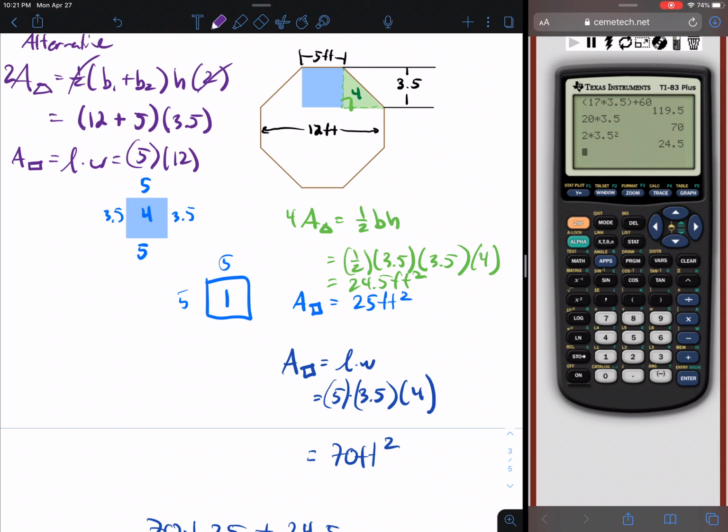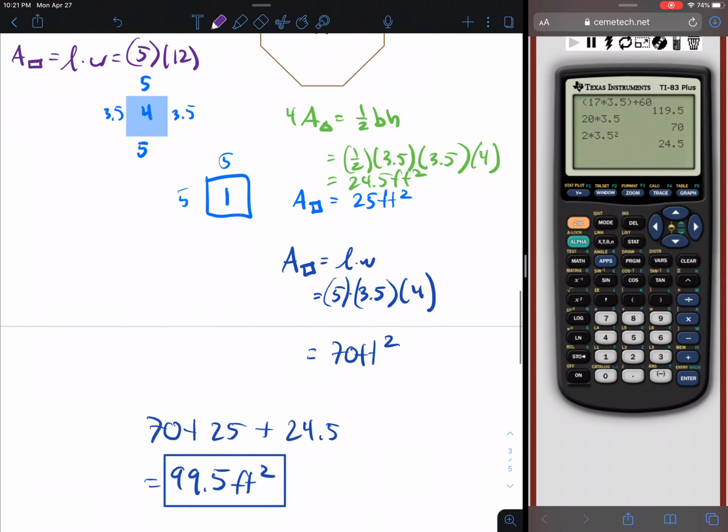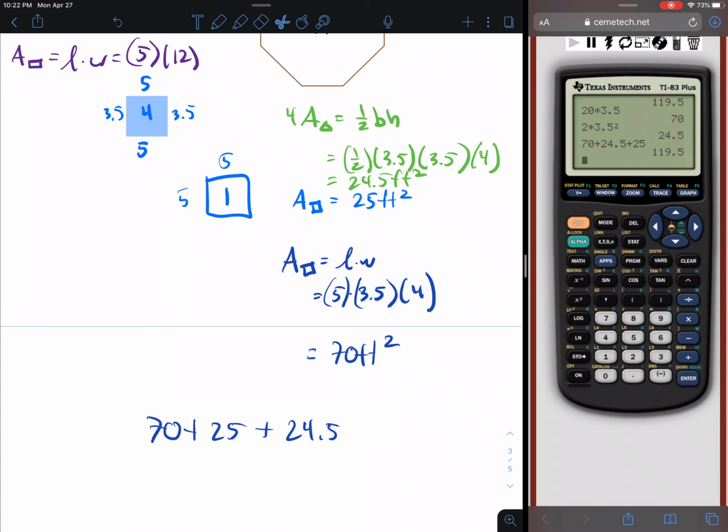Let me see. 70 plus 24.5 plus 25. Oh, I just added wrong. That's what it was. I was like, why is this not working out? Man, that's what happens when you get a surprise math attack.